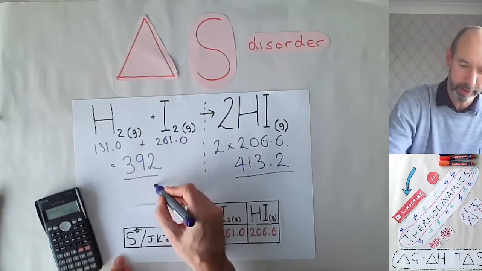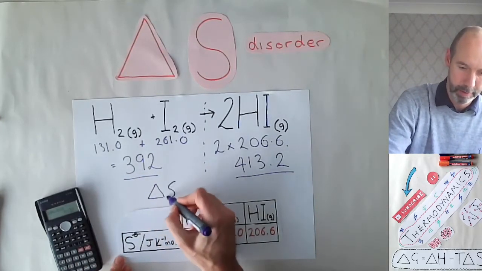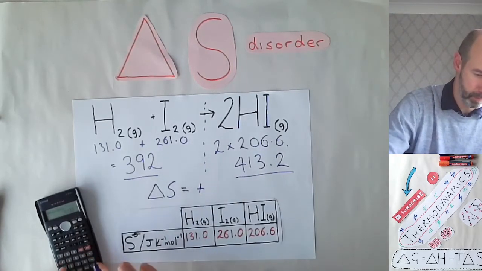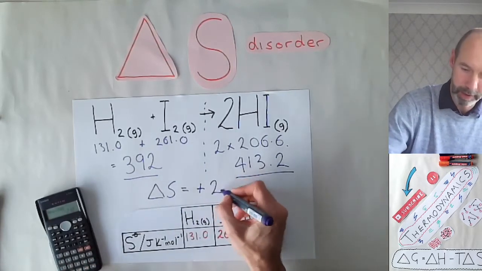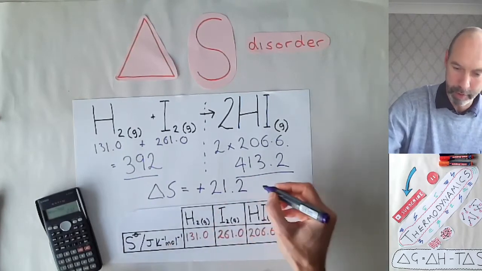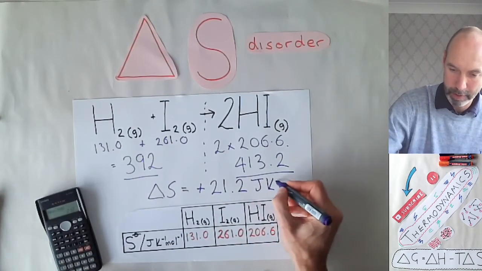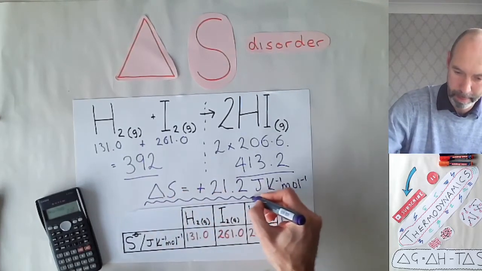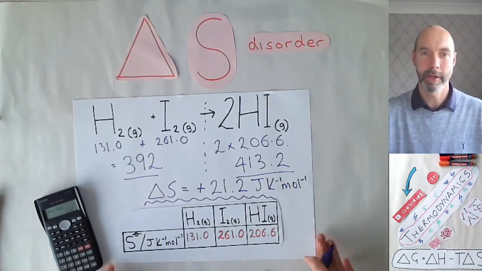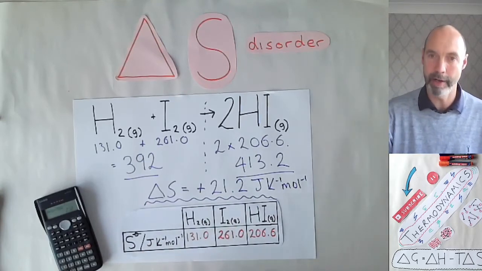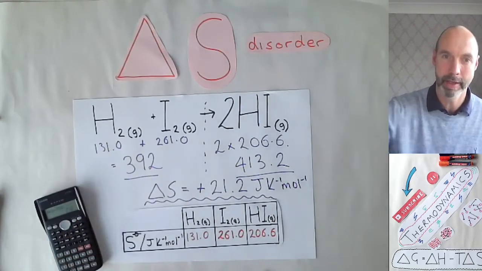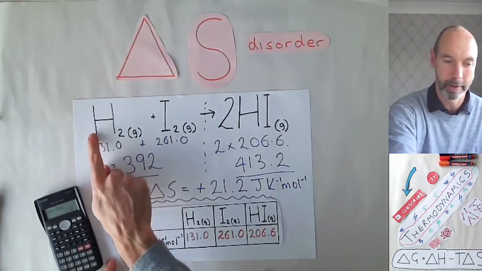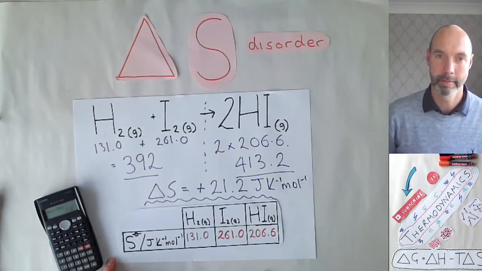So delta S is plus 21.2 joules per Kelvin per mole. We've managed to quantify it by working out the entropy of the reactants and the entropy of the products, and we've added them together depending on their molar quantities.